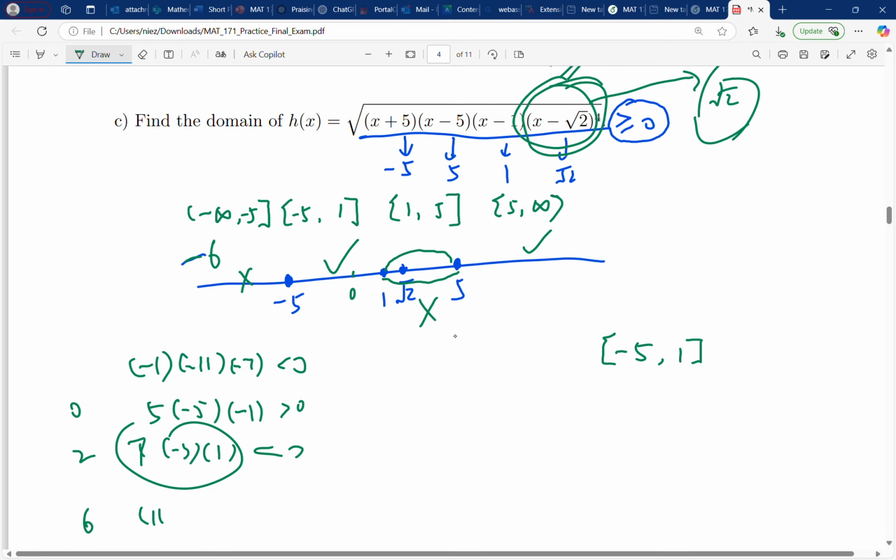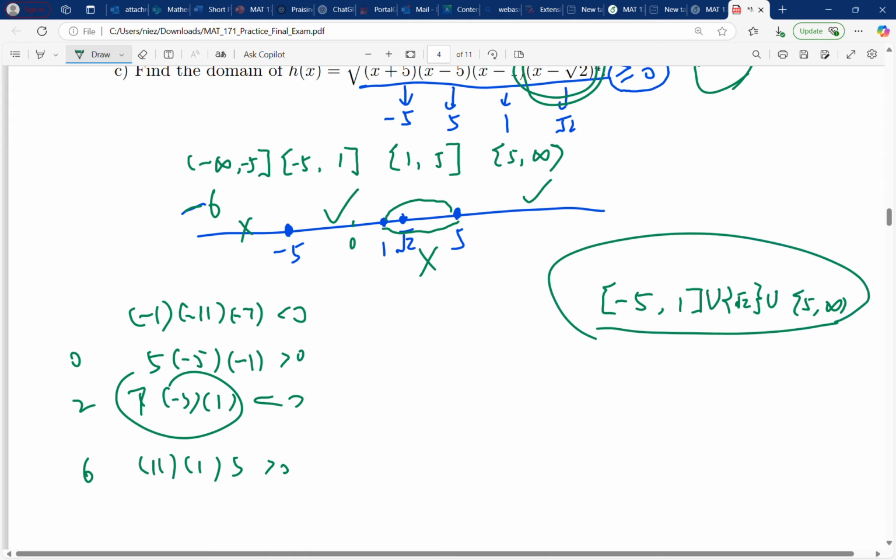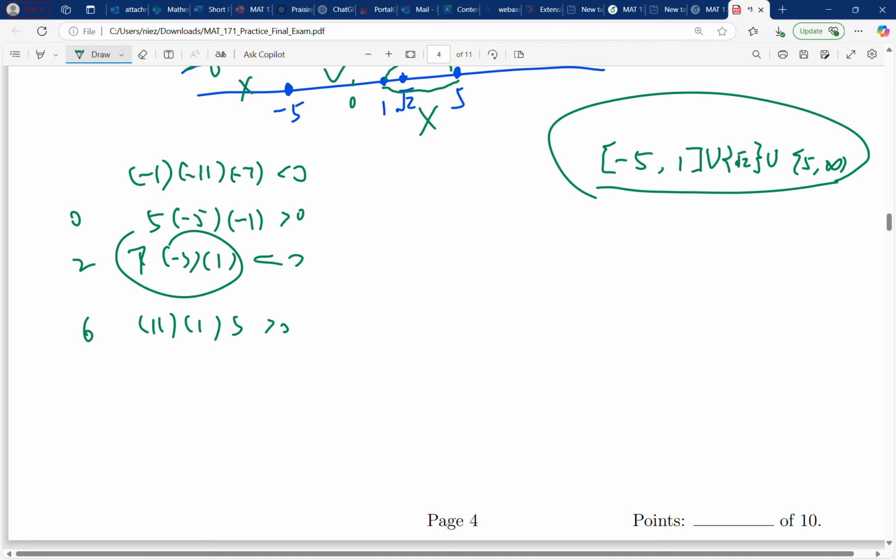So we can check 6. Here you have 11 times 1 and 6 minus 1, 5. So it is always greater than 0. So 5 to infinity is also a solution. But do not forget square root 2. Square root 2 is 1 point, so you should use brackets. It's going to be your solution.